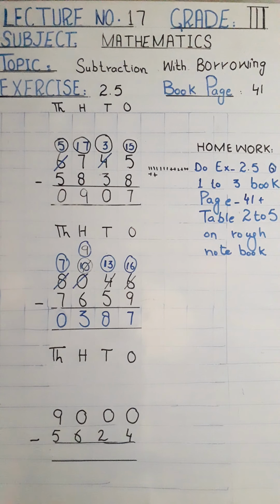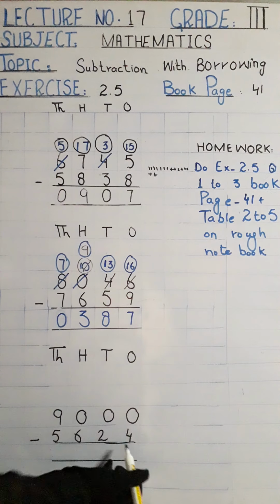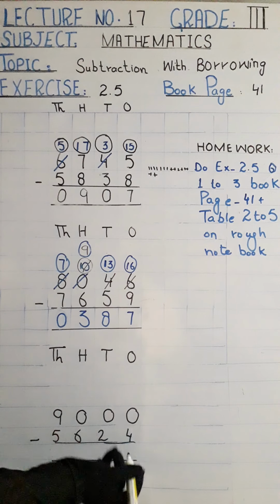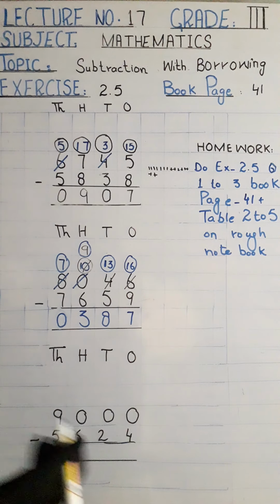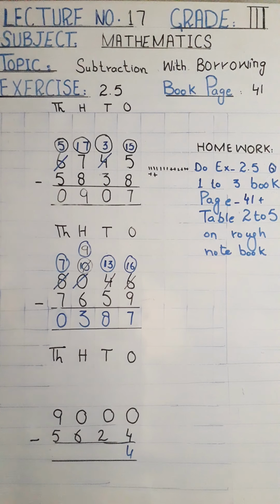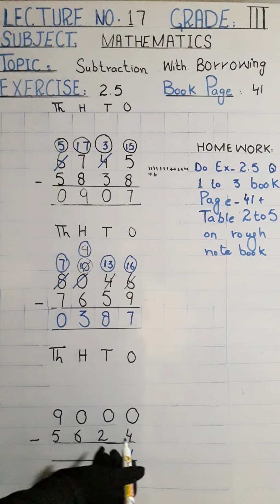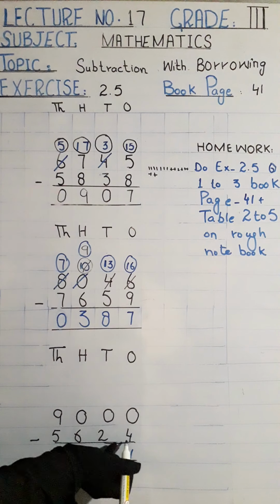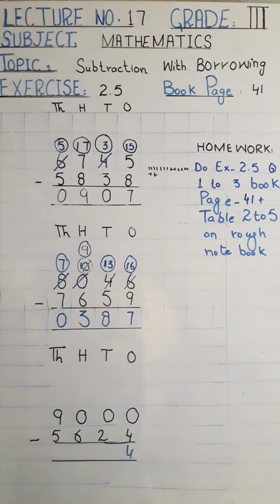Oh, tough. What can you do here? 9,000 minus 5,624. Oh. What can you do, student? How can you solve? From 0, you subtract 4? Like this? No, student, not like this. Again, you make the mistake. You are wrong. We can't subtract 4 from 0.